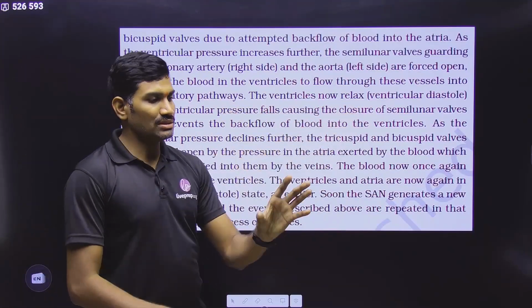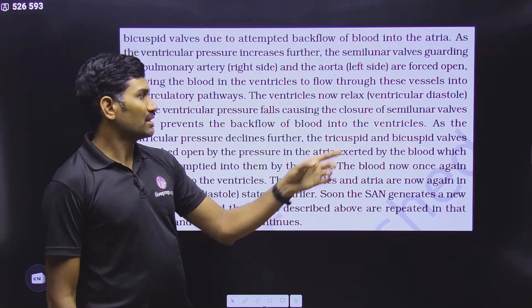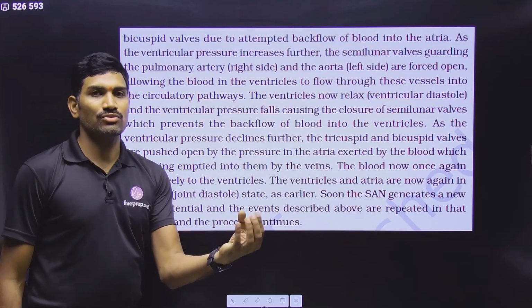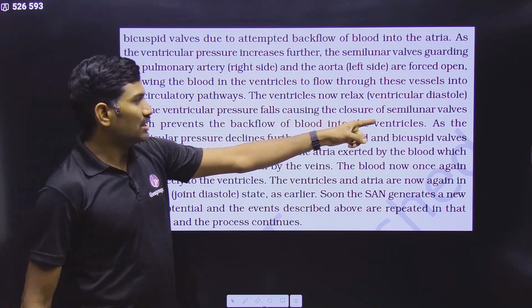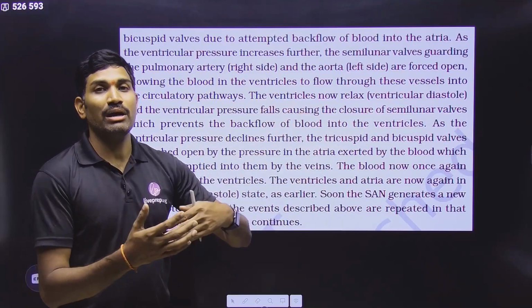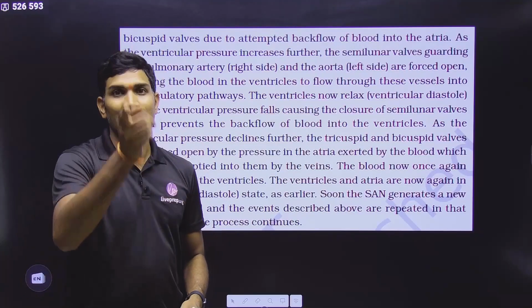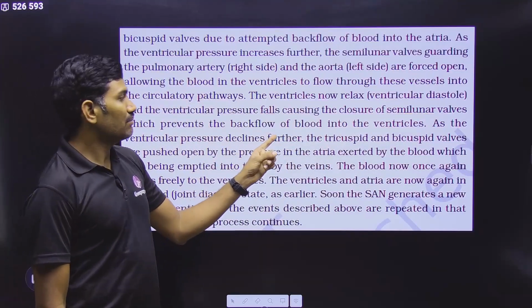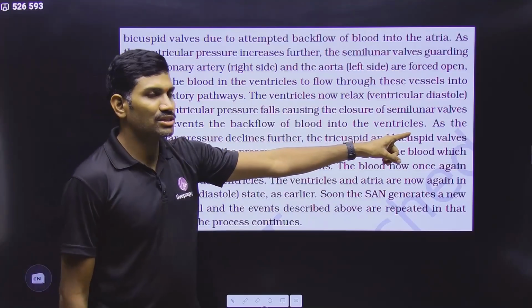Once this contraction is completed, now ventricles will relax. Ventricles relaxing means volume increases, and this is called ventricular diastole, and the ventricular pressure falls because volume is increasing, right? Pressure is decreasing. Now it causes closure of the semilunar valves. When the pressure is decreasing, there is a chance of backflow. So to prevent backflow, semilunar valves will be closed, but tri and bicuspid valves will be open. So closure of semilunar valves prevents backflow of blood into the ventricles. That's what they are saying.